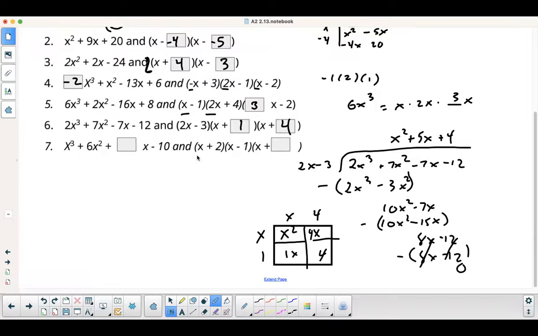And then this last one, I need the number in front of x. So, well, I could start here by looking at this negative 10. I'd need to multiply my constants. 2 times negative 1 times what equals negative 10?